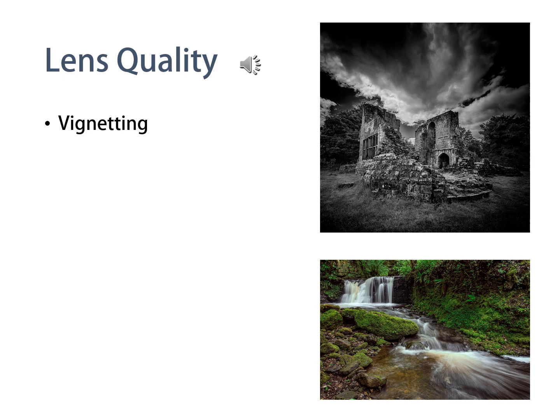Vignetting is a reduction of an image's brightness or saturation towards the periphery compared to the image center. This is apparent on some lenses, particularly when they are wide open. It is also an effect that can be applied in software to darken or lighten the edges of an image, to highlight the subject as shown in the top picture.